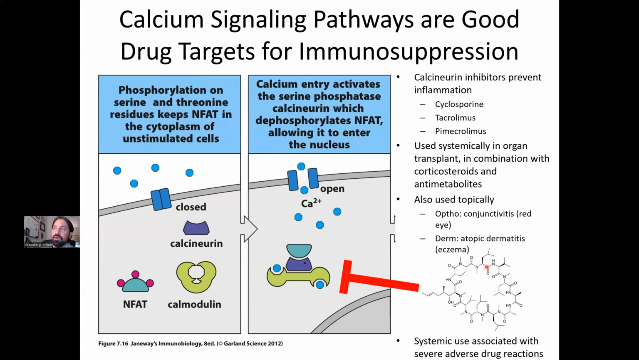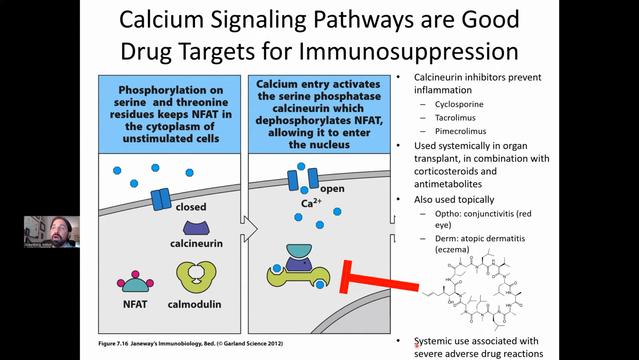And here is their structure and their mechanism of action. These molecules are going to be binding to what we see here, and they're going to prevent the dephosphorylation of NFAT, keeping it in the cytoplasm. Therefore, you're not getting NFAT into the nucleus, and you're not getting the inflammation that's driven by this. And again, when you use it in combination with corticosteroids, this is very potent, blocking both NFAT and NF-kappa B, really shutting down that T cell inflammation.